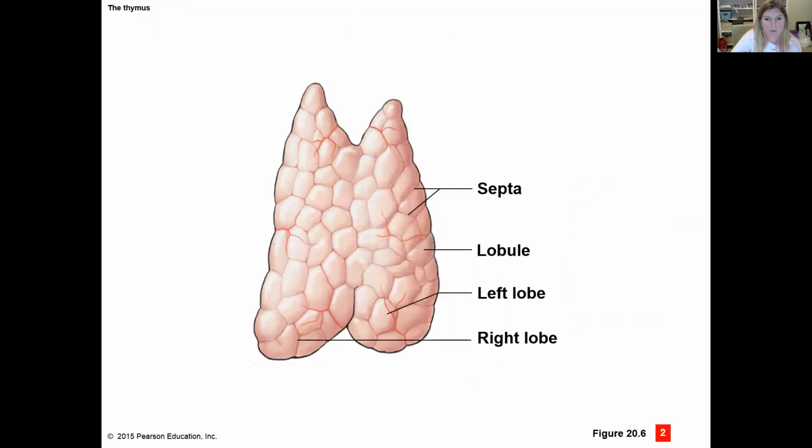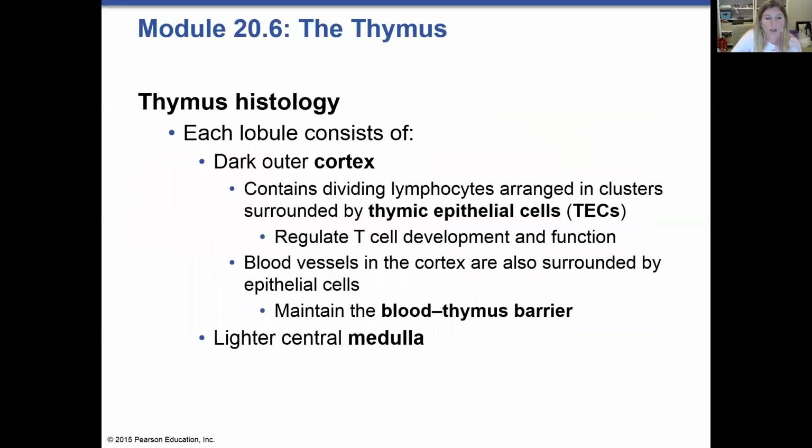You can see those lobules are little sections, right? They look almost like a honeycomb effect. So each lobule is made of an outer cortex. The outer cortex contains the thymic epithelial cells, or TECs. Those TECs will regulate T cell development and T cell function, basically determining whether those T cells are becoming helper T cells, memory T cells, or cytotoxic T cells.